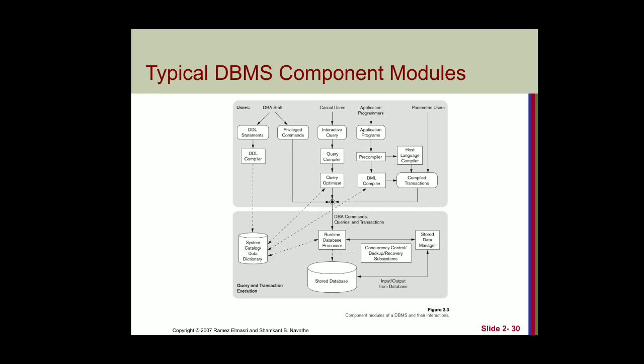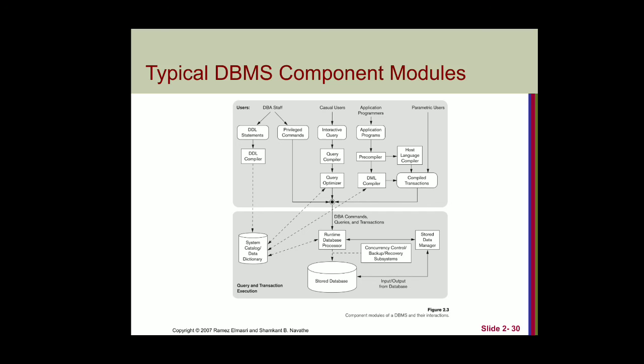Then we have application programmers who are going to write the applications, right? They are going to develop the applications, and when developing them, they might make use of two kinds of things. One is DML statements, and apart from that, host language statements will be there. Here we will make use of a pre-compiler. The pre-compiler first segregates DML commands and host language commands. Whenever it finds a DML command, it will pass it to the DML compiler. Then we have the host language compiler, which will compile the statements written in the host language. After both are done, we will have compiled transactions.